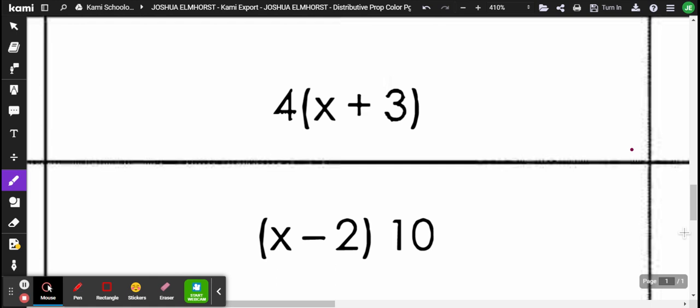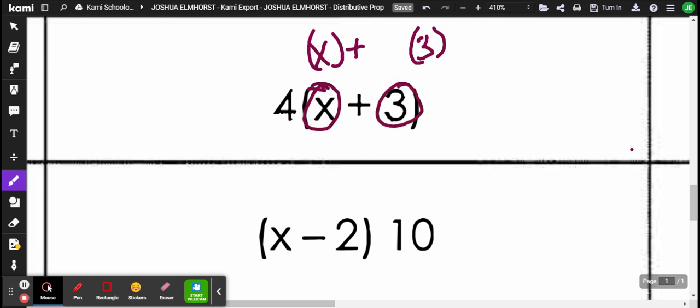All right, going to the last few examples. We're going to take x out of this group, and then we're going to take 3 out of this group. Now that we've taken x and 3 out of the group, we're going to put a 4 with the first term and a 4 with the second term. Now we write an equivalent expression, 4x plus 12.